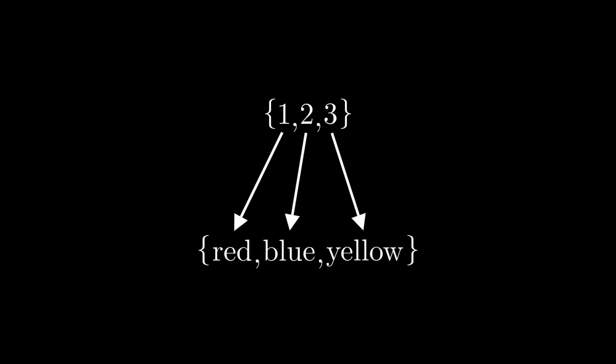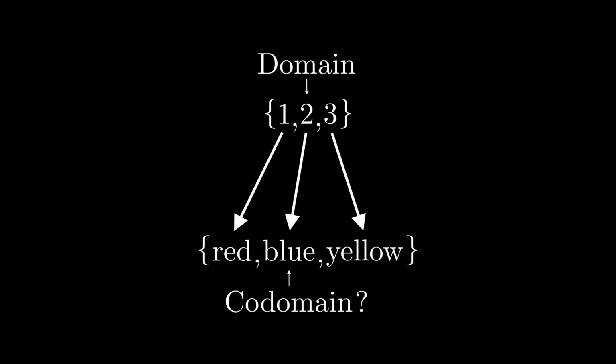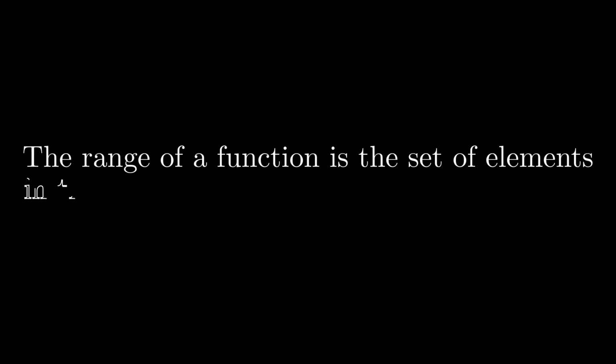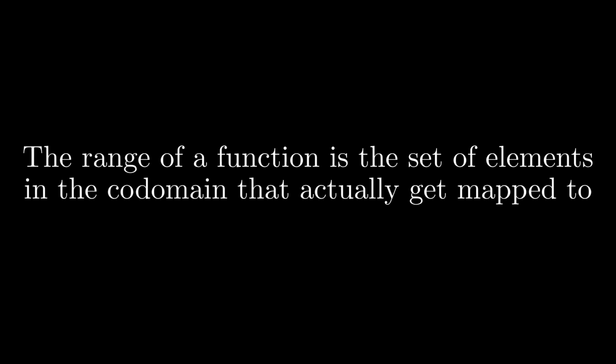To introduce some terminology you might be familiar with, the set we're mapping from is called the domain of the function, and the set we're mapping to is called the codomain of the function. Most people have probably heard of the domain before, but most people are probably unfamiliar with the term codomain. However, the codomain is similar to a term people probably know, which is the range of a function. The range of a function is simply the elements in the codomain that actually get mapped to.